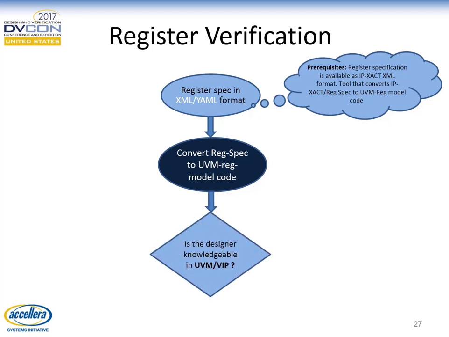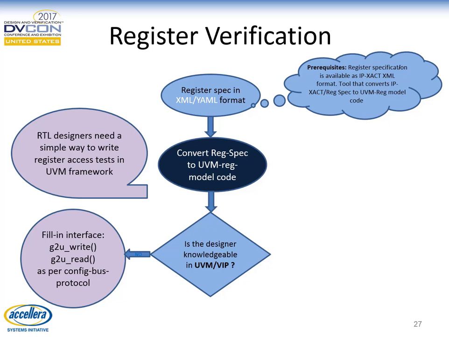There are two approaches to handle this task. Is the designer knowledgeable in UVM with respect to the VIP they are using? When I say VIP, it is the behavioral functional model that will be used with respect to their configuration bus protocol interface. If the designer is not knowledgeable in using that VIP, we have a simple approach where RTL designers can write register access tests in the UVM framework. How to do that, we'll go through in the following slides.